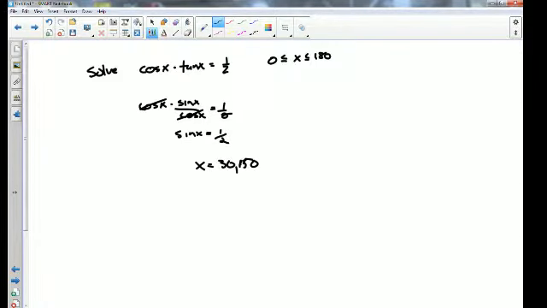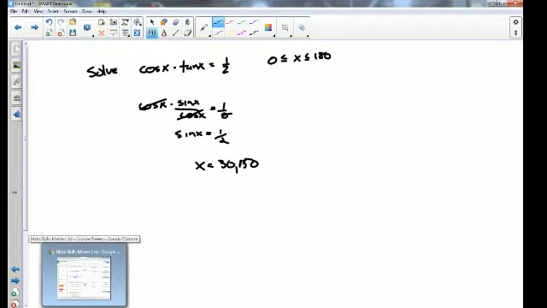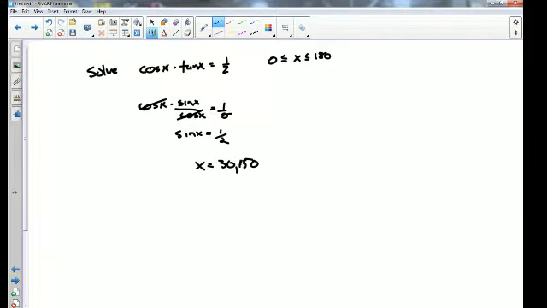Notice the interval, right? 0 to 180. We do not need to worry about anything else. Sine is positive 1/2 on the unit circle at these two locations. So you're going to be using your unit circle knowledge a lot. All right, let's see here.